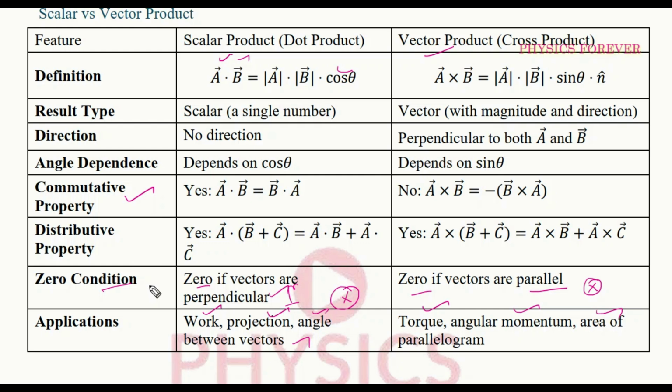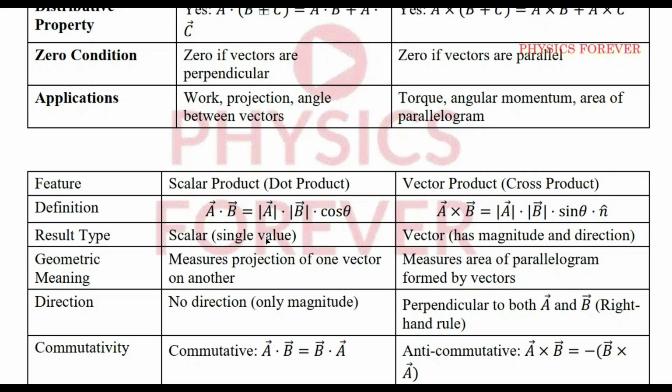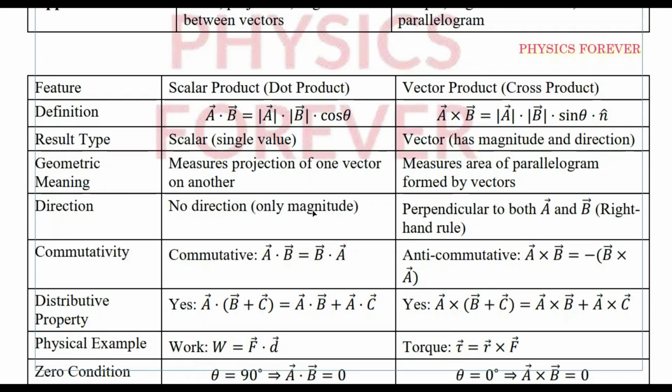So if the scalar product is 0, what is the condition? It should be parallel or perpendicular. So from the table we can make more than 20 questions. If we want to ask basic questions, we can definitely take them from this table. Okay. I have given the same table in simplified form. So then the definition is the same.